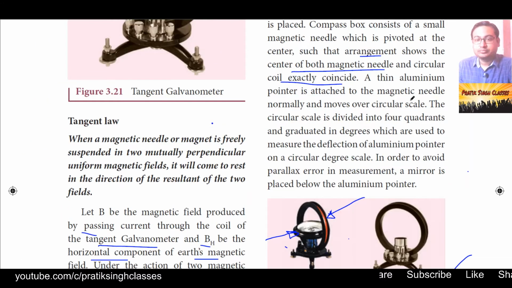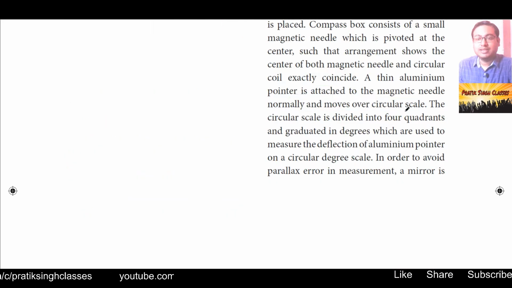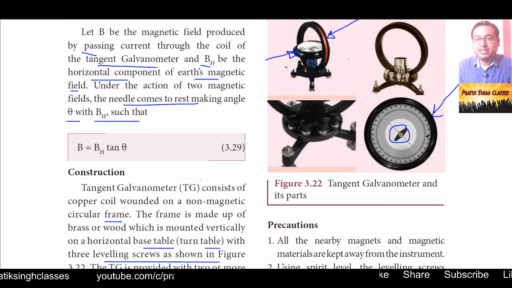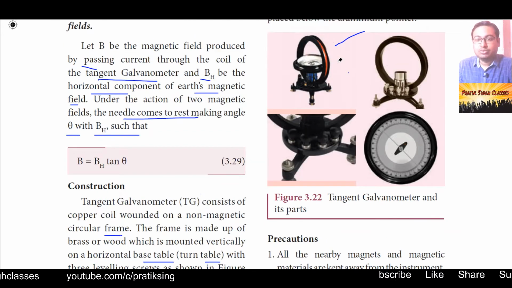A thin aluminium pointer is attached to the magnetic needle normally and moves over the circular scale. As you can see here, we have a circular scale that is in angles, and you can see a very small gray colored line on this magnetometer. It is made of aluminium. Why has aluminium been used here? Because it is very light and non-magnetic, and it is mounted over the bar magnet from the center.